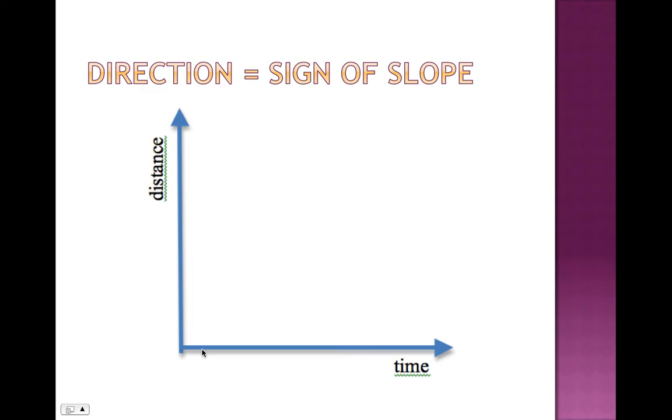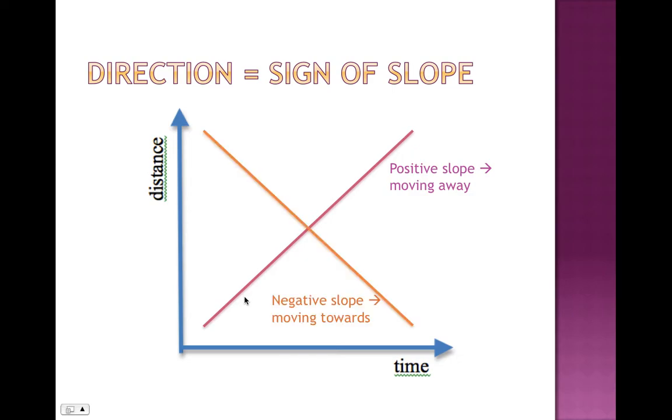If you're looking to figure out the direction an object's moving, you're really looking to determine the sign of the slope. If it's a positive slope like this line, you're moving away. On the other hand, if it's a negative slope, you're moving towards. So sign of the slope is direction.